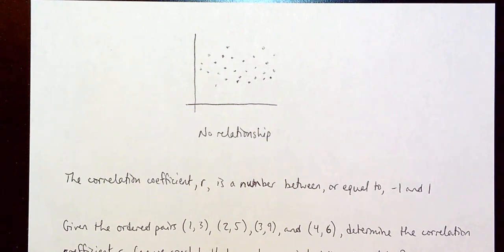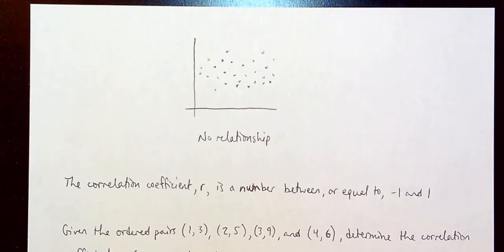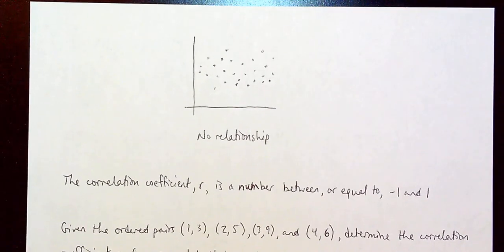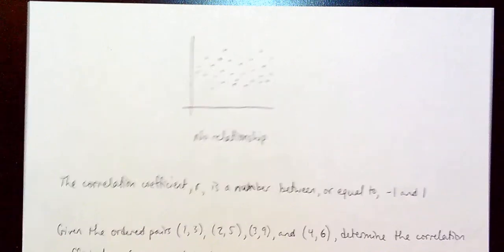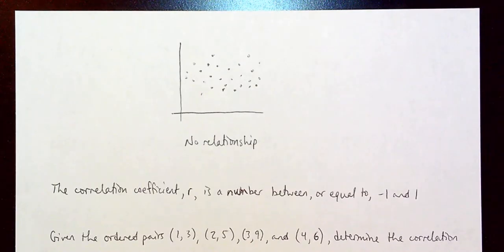If your r value was a +1, you would have an example of a perfect positive linear relationship between those two quantities. You have a line with positive slope, and all the data points would lie on that line.